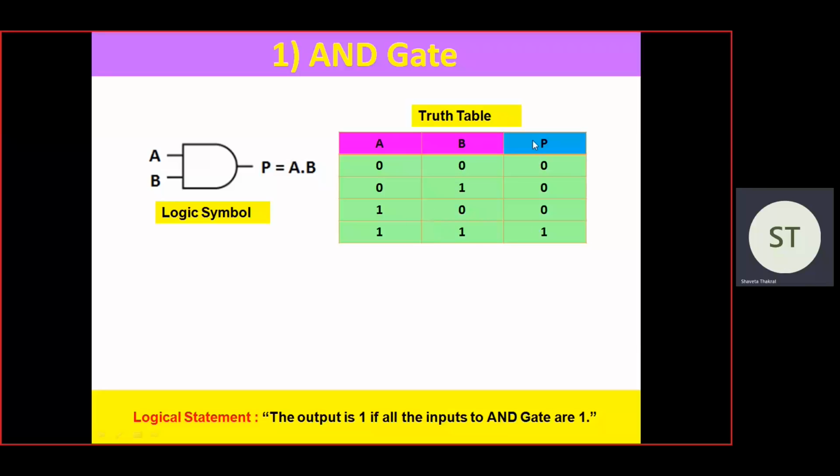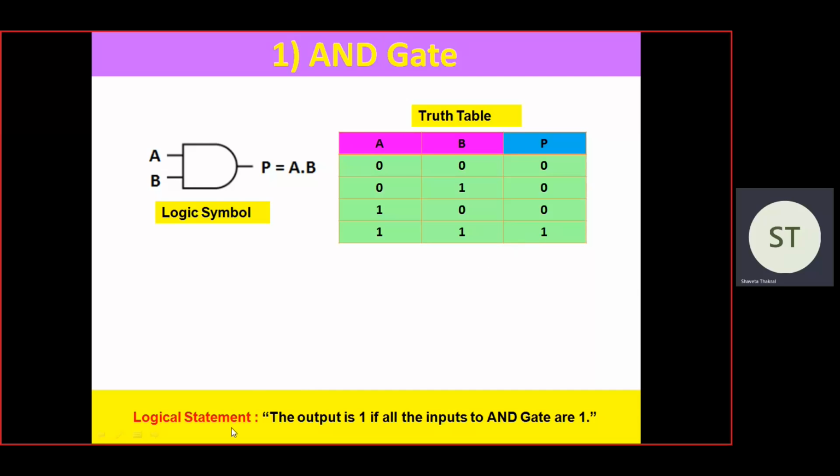Now we have to see the output of the AND gate, specified as P. For the 0 0 combination, 0 dot 0 will be 0, then 0 dot 1 will also be 0, 1 dot 0 will be 0, and 1 dot 1 will be 1. So we have the output as 0, 0, 0 and 1.